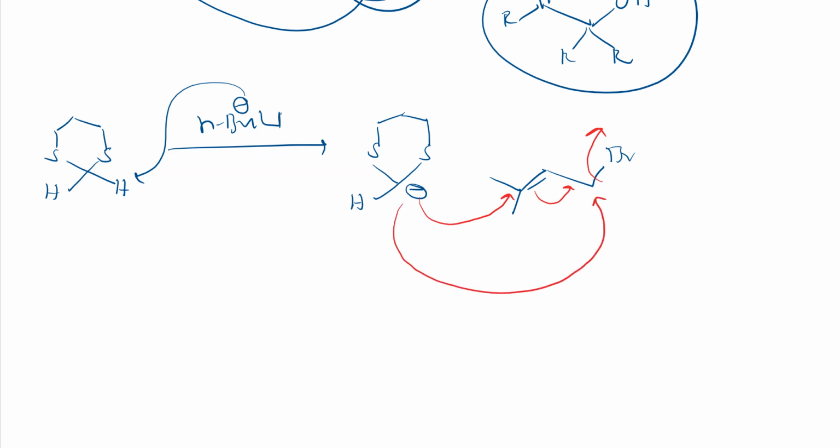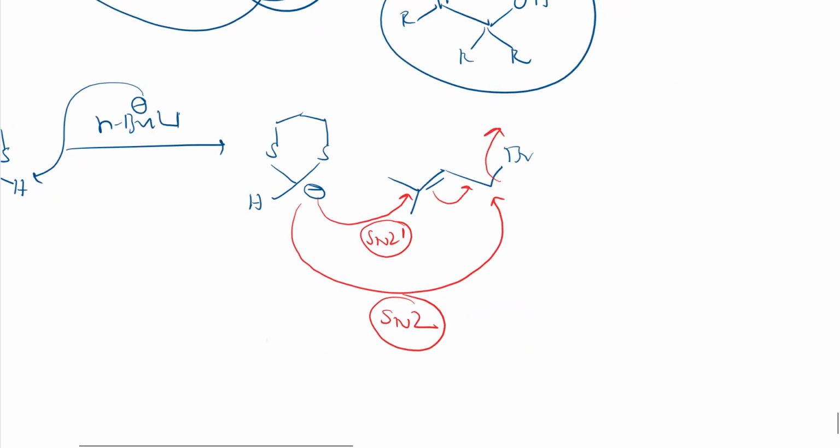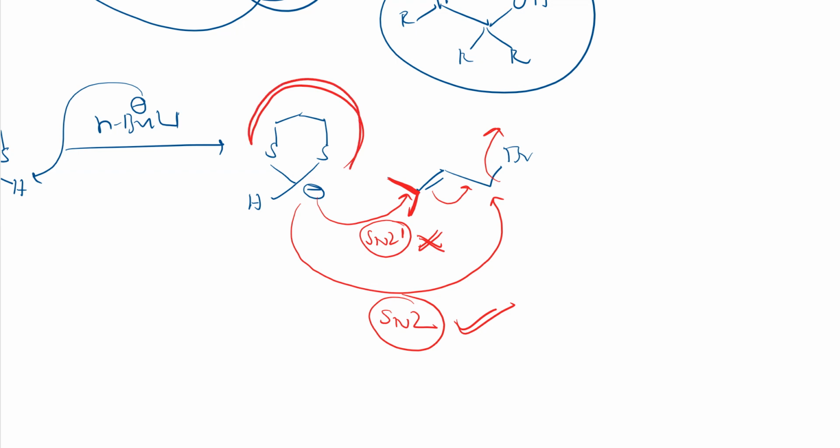So this is called SN2 reaction, whereas this is called SN2 prime reaction. Which will happen? The answer is SN2 reaction will happen, SN2 prime will not happen. The reason is, see here, steric hindrance is a lot because of these two things. This is also hindered, and here also because of these two things steric hindrance will be there, but here no steric hindrance, right? So it can easily attack here.